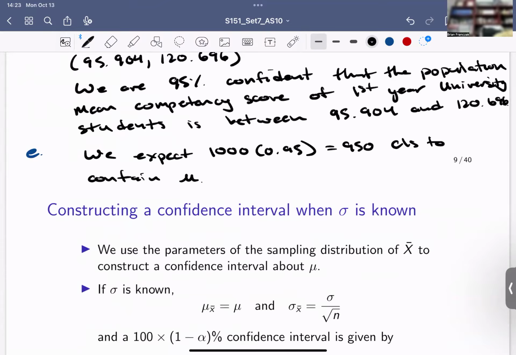Okay. So if we construct 1,000 confidence intervals for the same population mean, so we take 1,000 samples of the same size from the same population, we construct a 95% confidence interval for every single sample. So we have 1,000 confidence intervals. We expect 95% of those, so 950, to contain the population mean. All right.